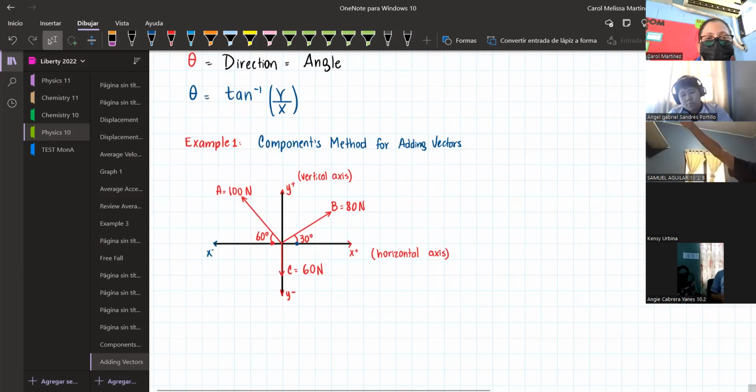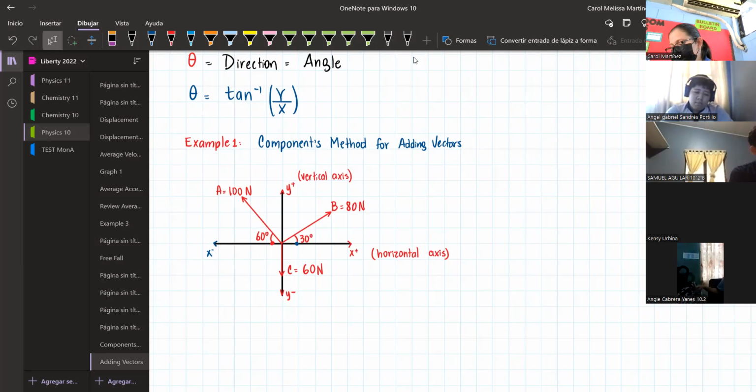And I gave you this example. How many vectors do you see over there? You can write it in the chat.